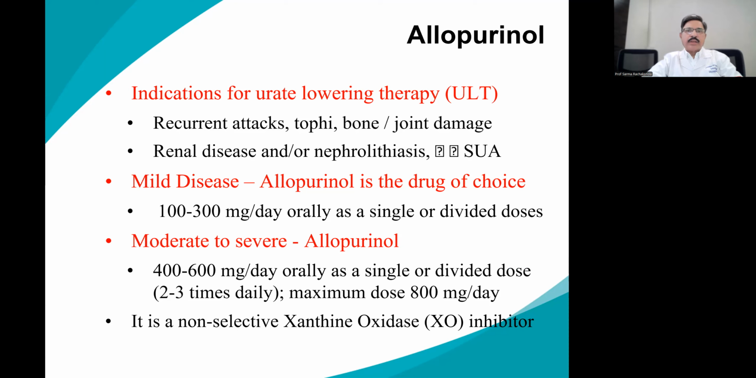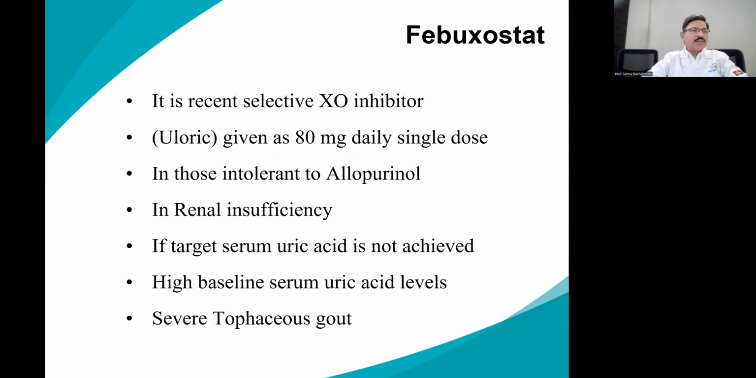The problem with allopurinol is that it is a non-selective xanthine oxidase inhibitor, because xanthine oxidase is required at various levels. For example, theophylline and related drugs are xanthine oxidase inhibitors by themselves, but they inhibit it in the bronchial tissue, not in purine metabolism. So allopurinol is a non-selective xanthine oxidase inhibitor. What is febuxostat? It is a selective xanthine oxidase inhibitor. That is why febuxostat is a newer drug.